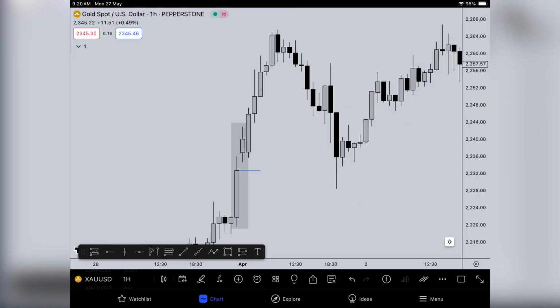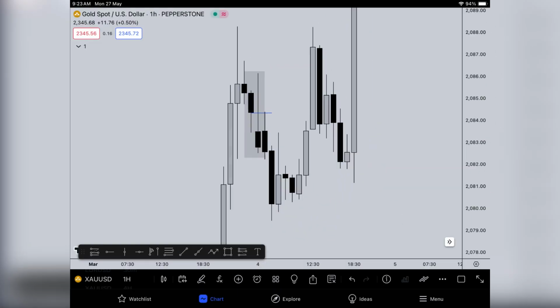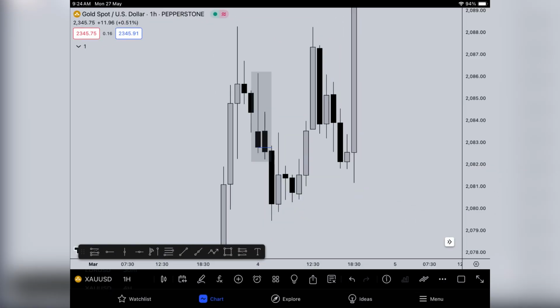Example of a bullish gap that looks confusing in terms of how to mark the level. Another example of a bullish gap that looks confusing in terms of how to mark the level. Example of a bearish gap that looks confusing in terms of how to mark the level. Another example of a bearish gap that looks confusing in terms of how to mark the level.